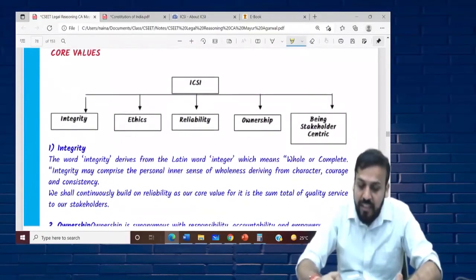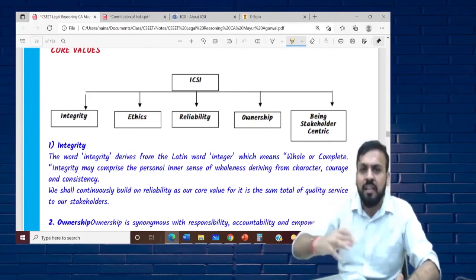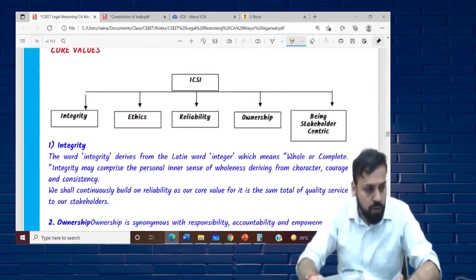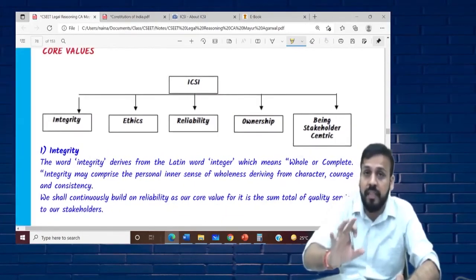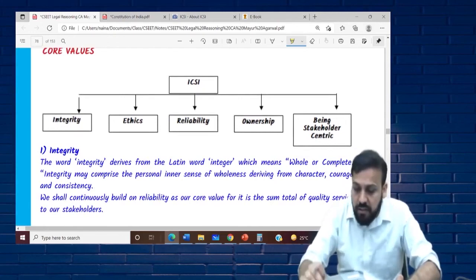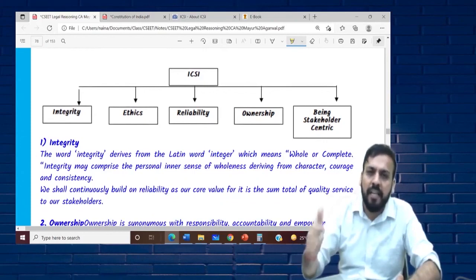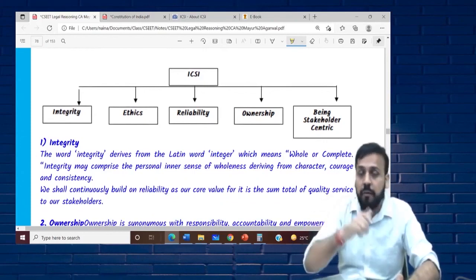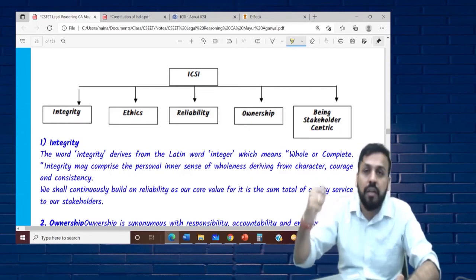We want every CS to have integrity, a complete package: personality, communication, knowledge, trustworthy. We want them reliable. People should think, if I'm going to a CS, he'll do it right, he's responsible. Ethics, follow the right. Ownership, be responsible. And stakeholder centric. We want 5 qualities from you. Integrity is a complete package in you. Ethics, you should have the rightness. Reliable person, people trust you. Ownership, you are taking the responsibility, and you are stakeholder centric.